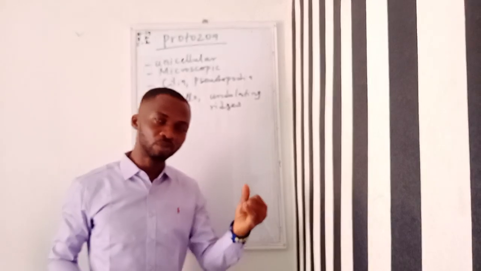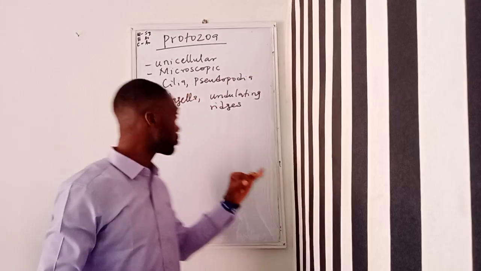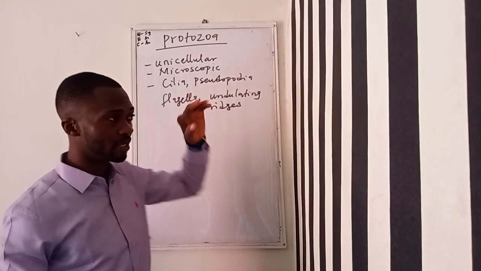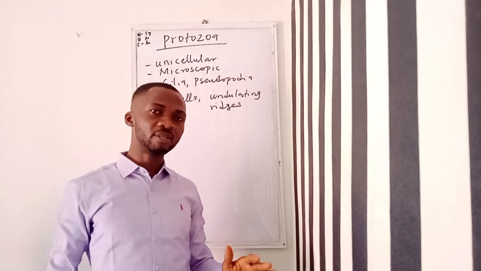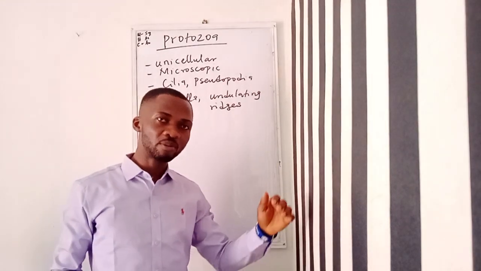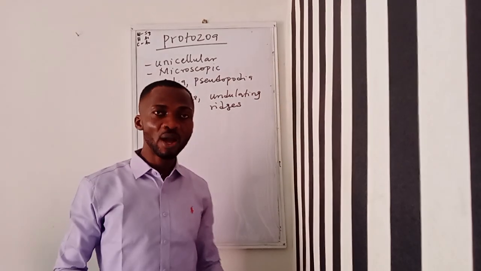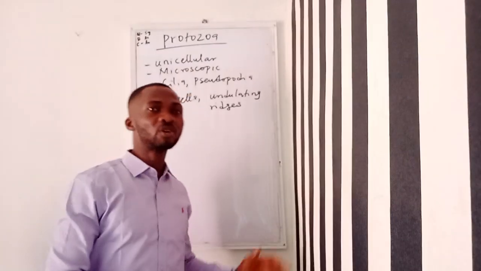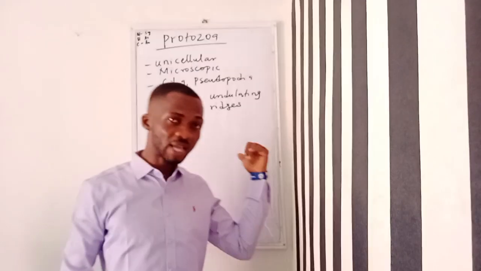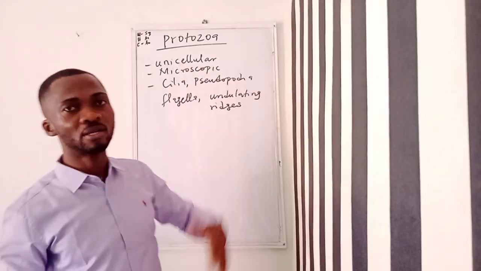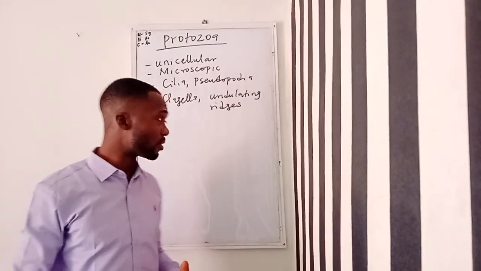Of course, paramecium for free-living protozoa, Balantidium coli for parasitic protozoa. Then pseudopodia: Amoeba proteus for free-living protozoa, and Entamoeba histolytica for parasitic protozoa. For flagella, we have Trichomonas as the parasitic protozoa that has flagella. Then Chlamydomonas and Volvox, these are also protozoa, but they are free living, not parasitic.